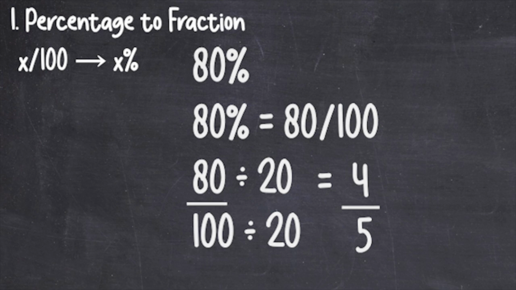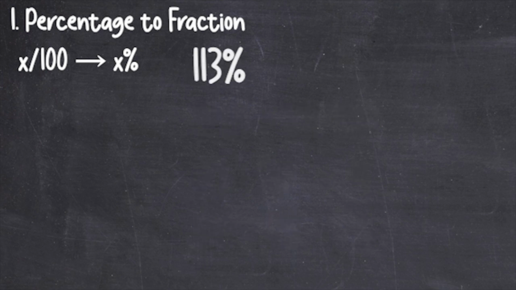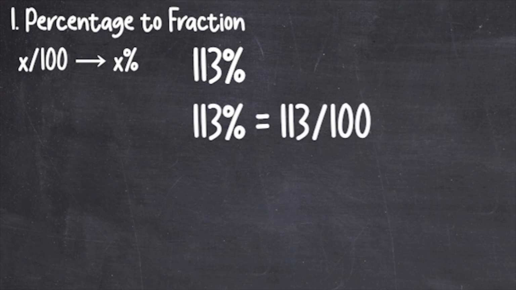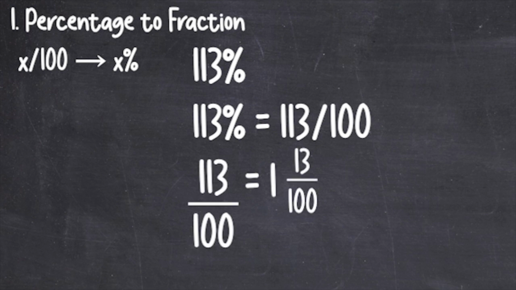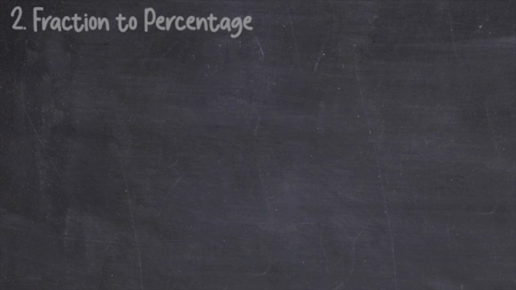Look at another example, 113%. To start, we can change this to a fraction, 113 over 100. Can this be simplified further? No, but we can go ahead and change it to a mixed fraction, which is 1 and 13 hundredths. So, 113% as a fraction is 1 and 13 hundredths. Let's try working the opposite way.